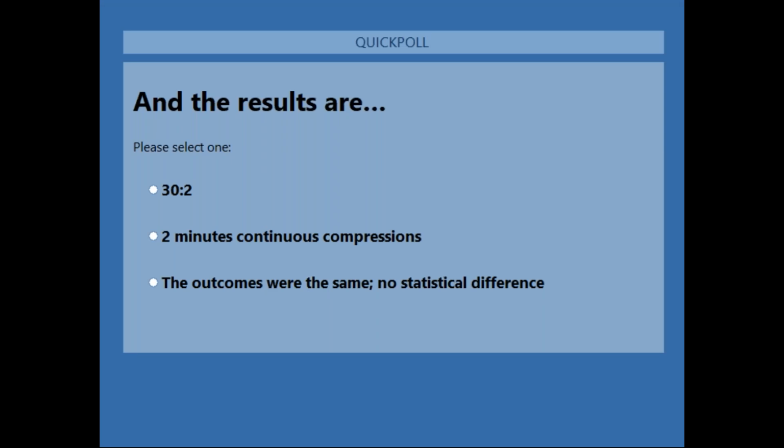All right, Tracy, so the poll is officially launched, right? It is, Nicole. Okay, cool. So let's see what everyone says. I'm excited to see what people say. What do you guys think the study showed? 30-2, so 30 compressions, two ventilations, where you take a pause in compressions, or 2 minutes continuous compressions with asynchronous ventilations, or were the outcomes the same? What do you think? Are the votes rolling in, Tracy? They are. Let's just give everyone a few more seconds and then I'll share the results. All right, I'm excited to see what you guys say for this one.